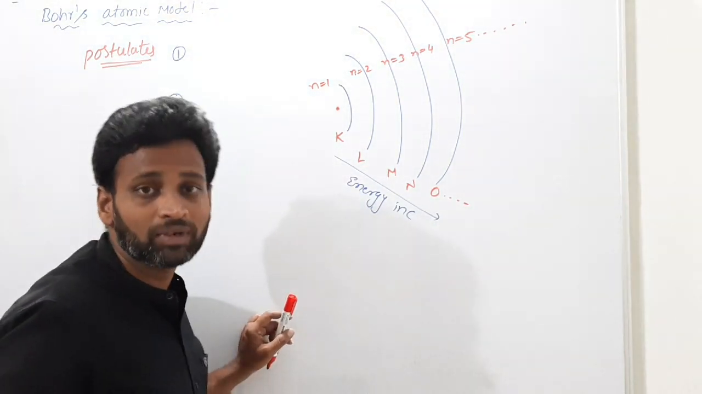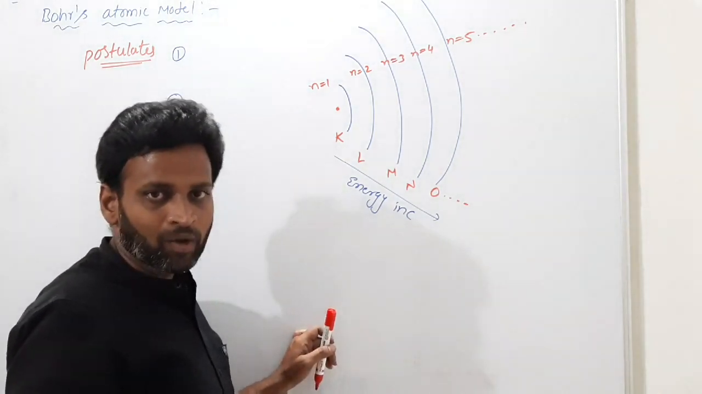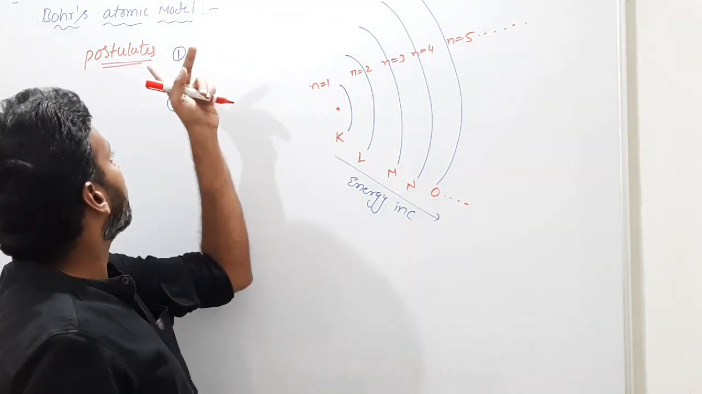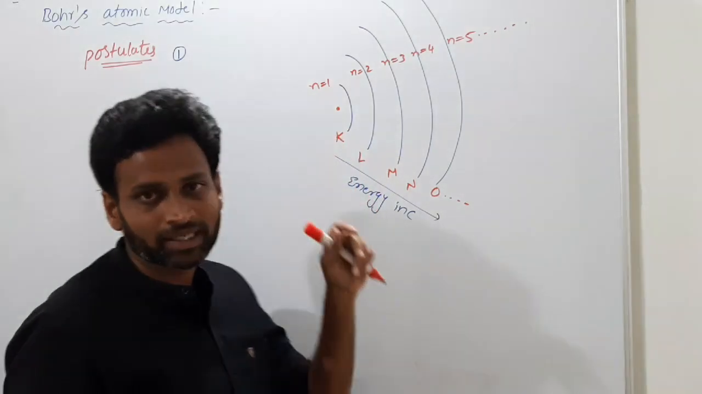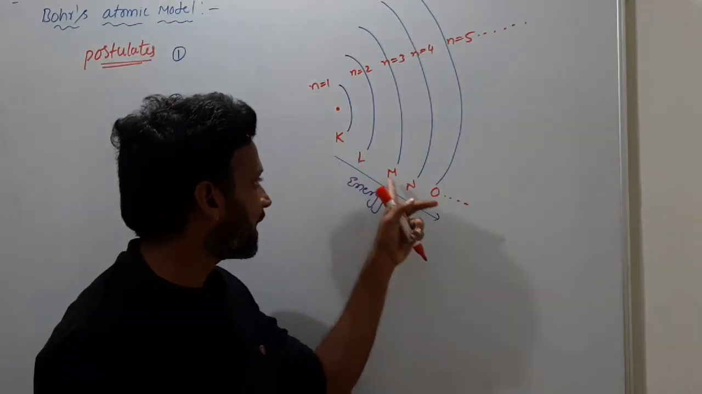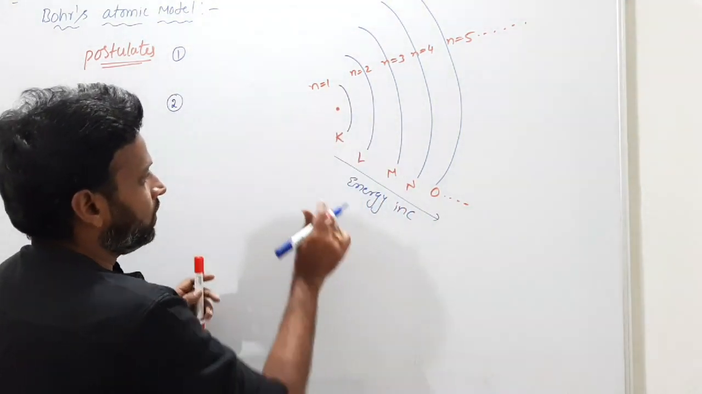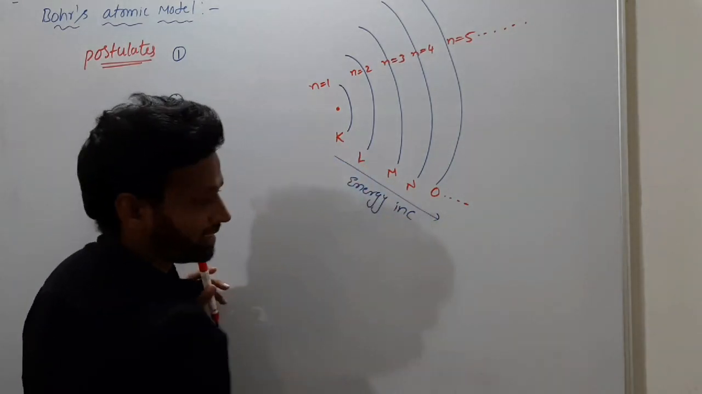After O, what shell will come? Don't ask me, alphabets. It starts from K. Why K? Actually, Bohr's co-scientist, his assistant, had a name starting with K. So from there he gave K, L, M, N, O, P, Q, and so on. So the energy of orbits increases.